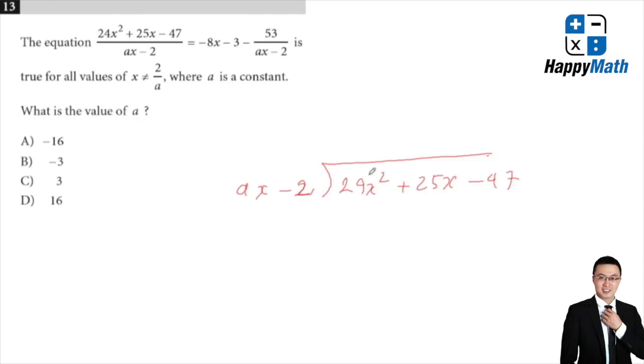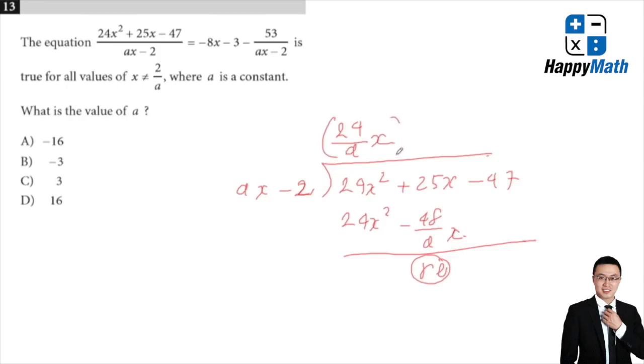So first here you will have this -24 divided by a times x. So multiplying together, again you will get 24x squared and minus 48 divided by x. Okay, so we have the remainder in this one. But I don't need to care about the other one.